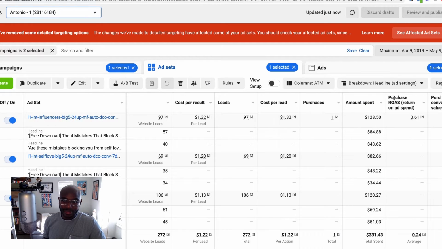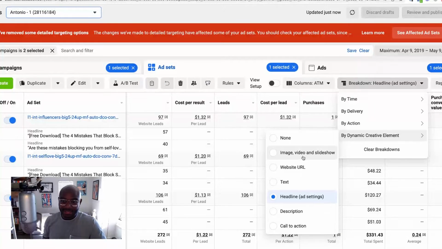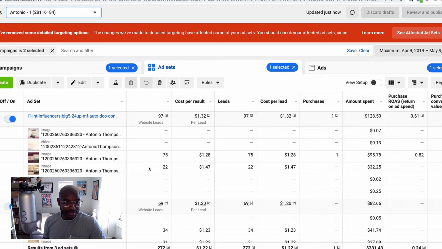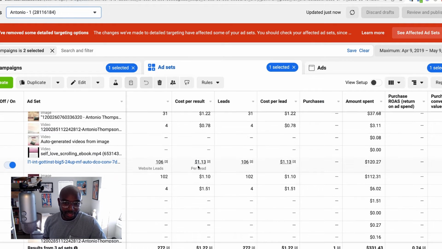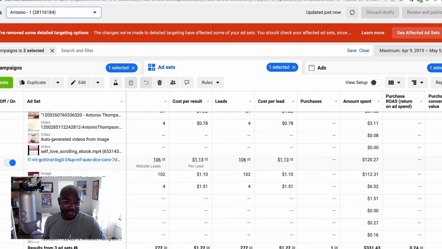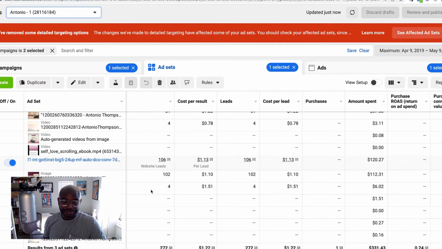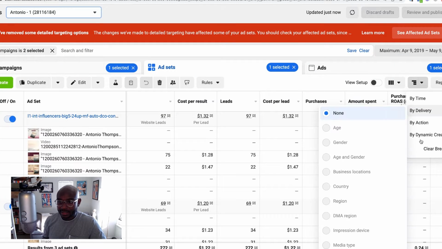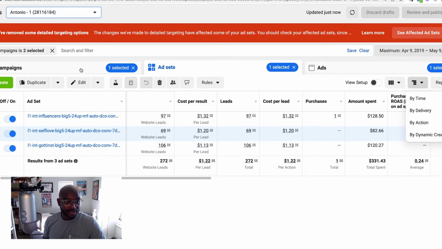And I can do this for all 3 ad sets and see exactly which images are giving me good results and which aren't, right? These 2 images for the influencers are giving me the most leads here, 75 and 22. Let's go down further. The self-love, 35, 34, 31, 4. And here is interesting: 102 leads from this particular image and 4 from this image here. So that's one example. Let me go into the other campaign.